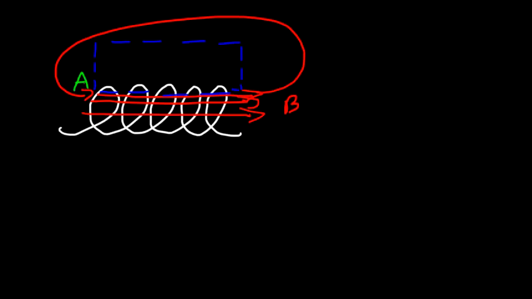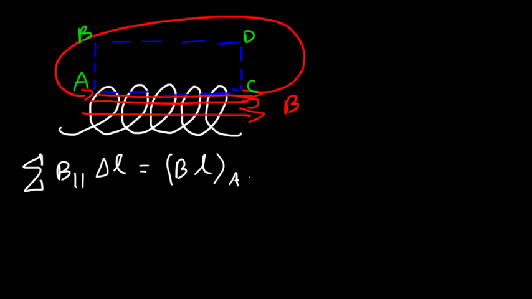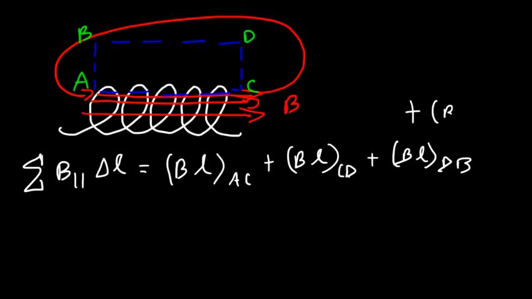So let's say this is A, B, C, and D. What we need to do is add up the magnetic field that is parallel to each segment. So that's going to be the magnetic field times the length of segment AC plus the magnetic field times the length of segment CD plus the magnetic field times the length of segment DB plus the magnetic field times the length of segment BA.